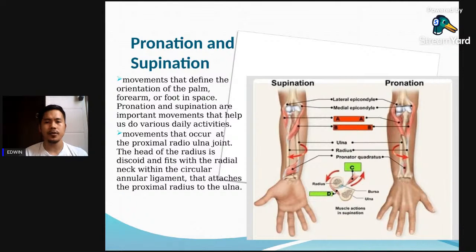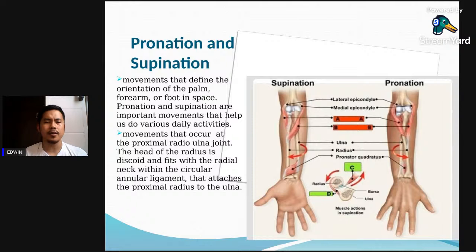Pronation and supination, as you can see in the photo, are the movements that define the orientation of the palm, forearm, or foot in space. Pronation and supination are important movements that help us do various daily activities.